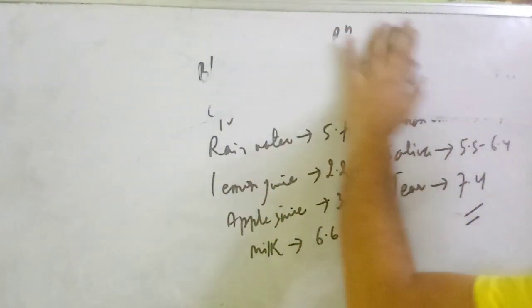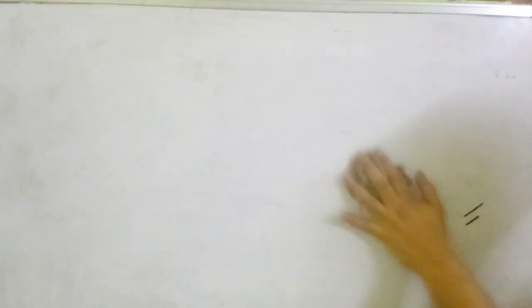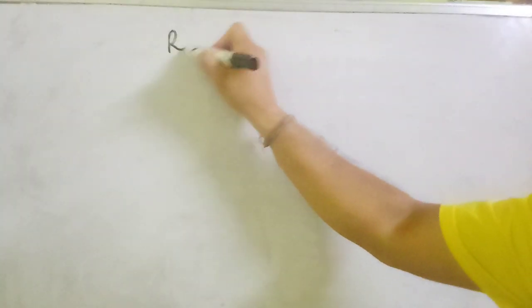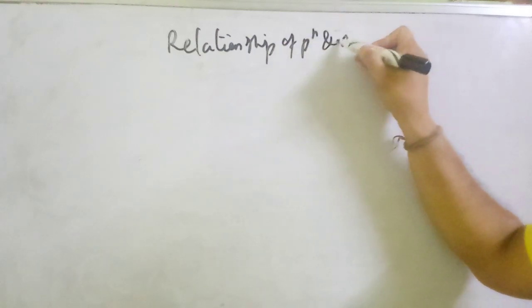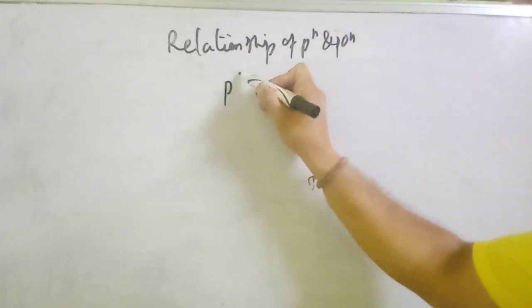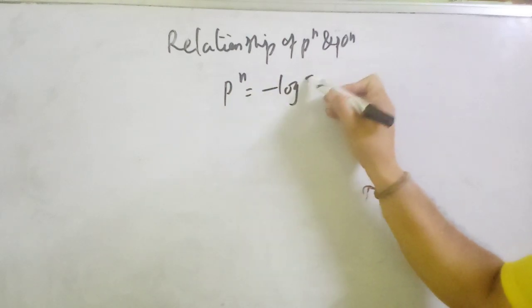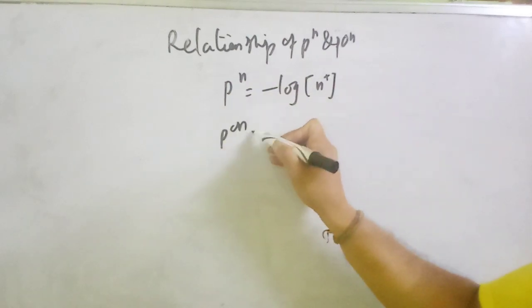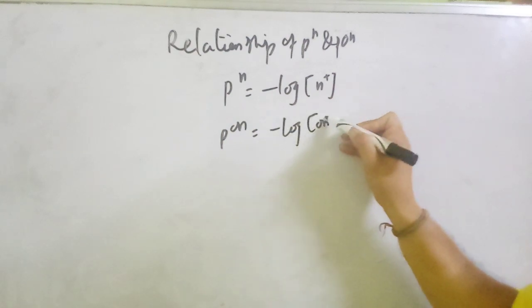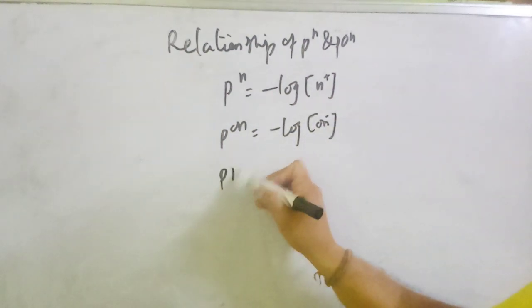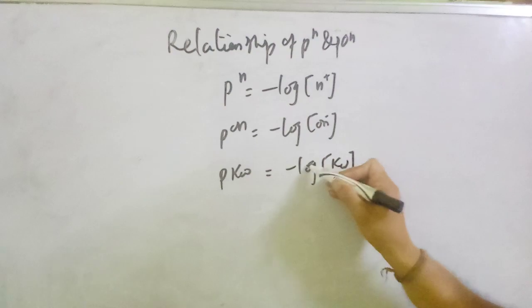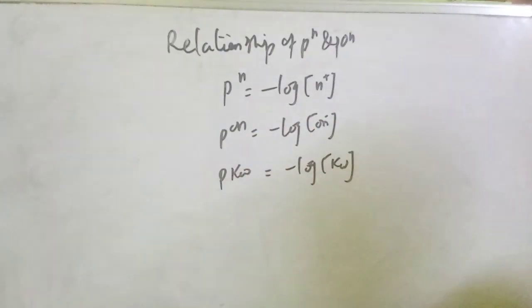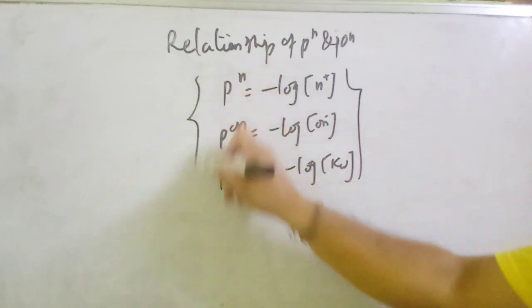Now I'm going to the next topic of pH, that is the relationship between pH and pOH. So what is the relationship between pH and pOH? Let us discuss the relationship of pH and pOH. I have already told you that pH is minus log of hydrogen ion concentration, and similarly pOH equals minus log of hydroxide ion concentration. And pKW equals minus log KW. So easily you can define pH, pOH and pKW. These are the formulas for defining pH, pOH and pKW.